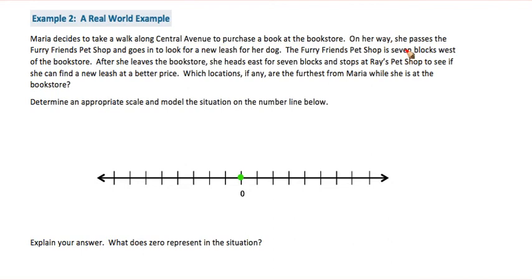And then it says on her way, she passes the Furry Friends pet shop and goes in to look for a new leash for her dog. It doesn't tell us yet how far. Next sentence, the Furry Friends pet shop is 7 blocks west of the bookstore. Hopefully we remember our directions, and west is to the left. So we're going to locate the Furry Friends pet shop 7 units to the left or to the west of 0. 1, 2, 3, 4, 5, 6, 7. Perfect.